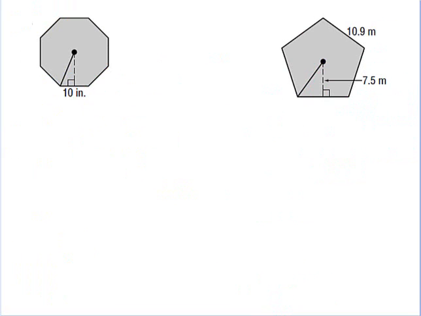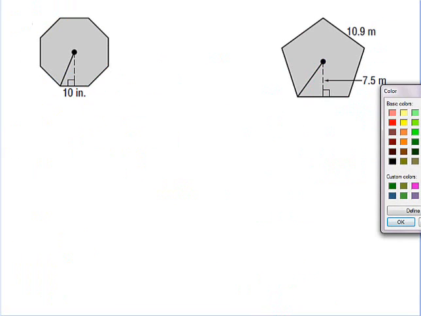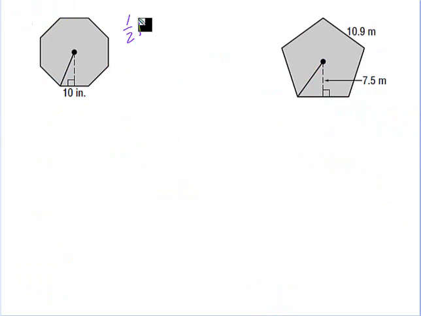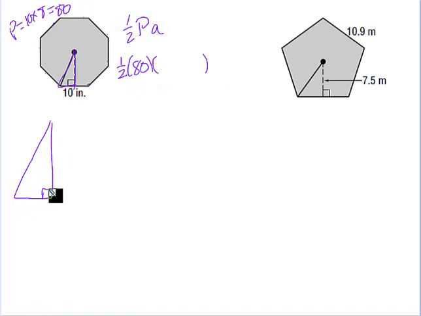Next example. This once again has a side length of 10, except this time we have 1, 2, 3, 4, 5, 6, 7, 8 sides. So the perimeter would be 10 times 8, or 80. So we have 1/2, our perimeter of 80, and now we need to find the apothem. So we'll draw that triangle out. This whole length is 10, so that's 5. Here's our apothem. To get that angle, we would do 360 divided by 8, because there were 8 sides, to get 45, and then divide that by 2 to get 22.5 degrees.